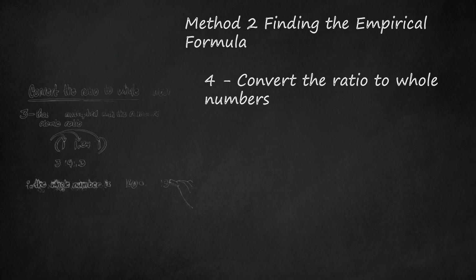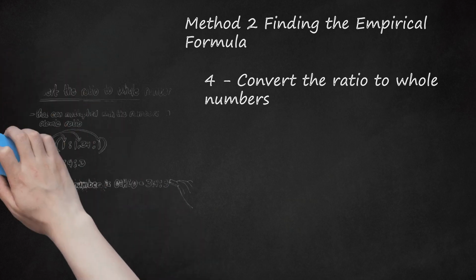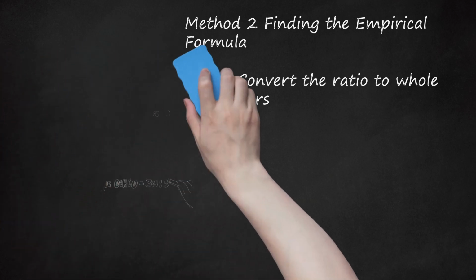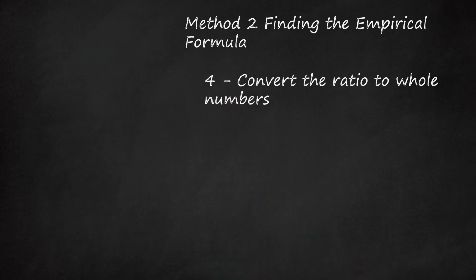For our example, however, we have to convert 1.34 to a whole number. Our smallest whole number that can be multiplied with the numbers in our atomic ratio to create whole numbers is 3. 1 times 3 is equal to 3, this works because 3 is a whole number. 1.34 times 3 is equal to 4, 4 is also a whole number. 1 times 3 is equal to 3, again, 3 is a whole number. Our whole number ratio is therefore carbon, C, hydrogen, H, oxygen, O, equals 3, 4, 3.